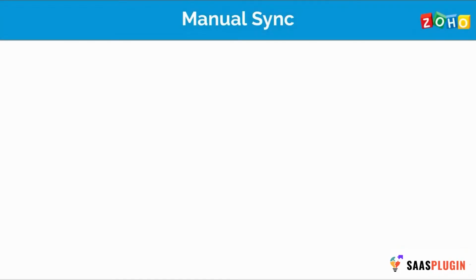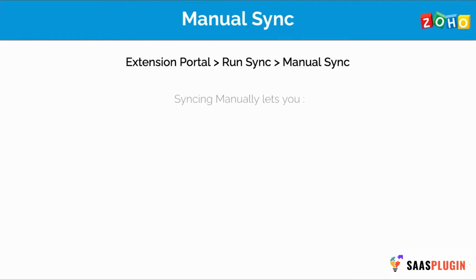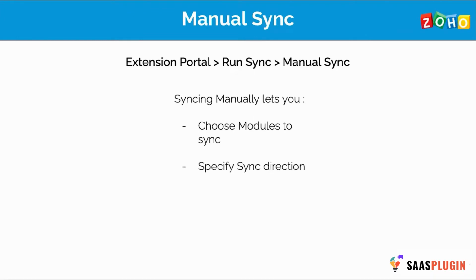Starting off, we have the manual sync and how far back you can sync with it. To run a manual sync, open up our extension portal and head to the Run Sync menu. Once you're there, the option for manual sync will present itself. Now, when you're syncing manually, you can specify which modules you want to sync, the sync direction this sync will take, and the date you want to pull all this data back from.